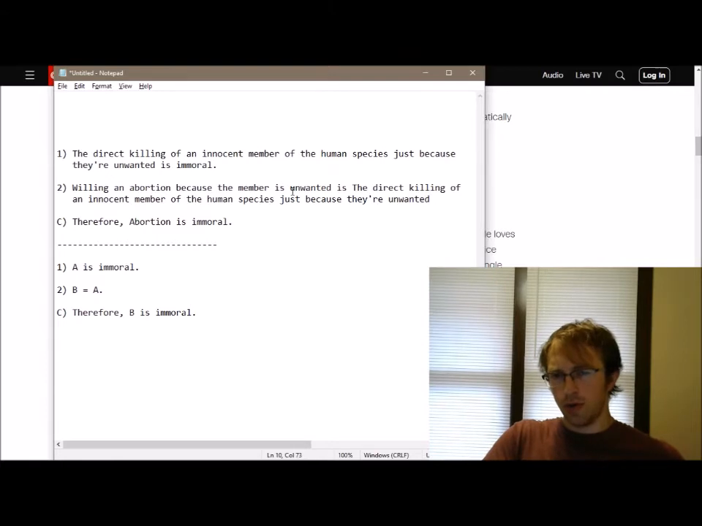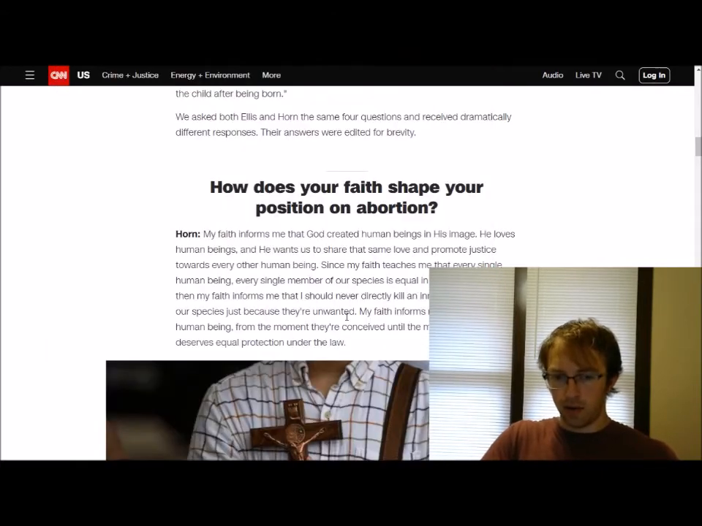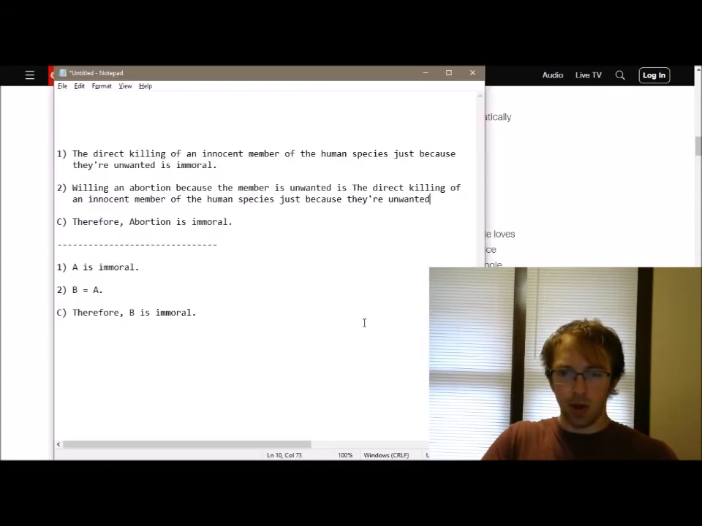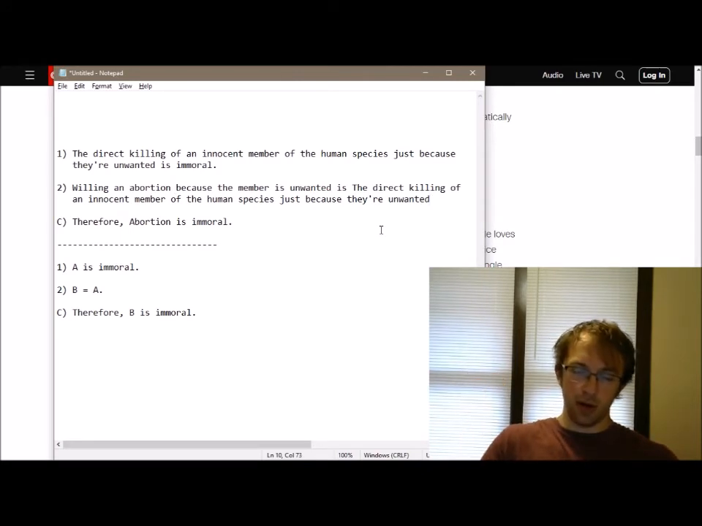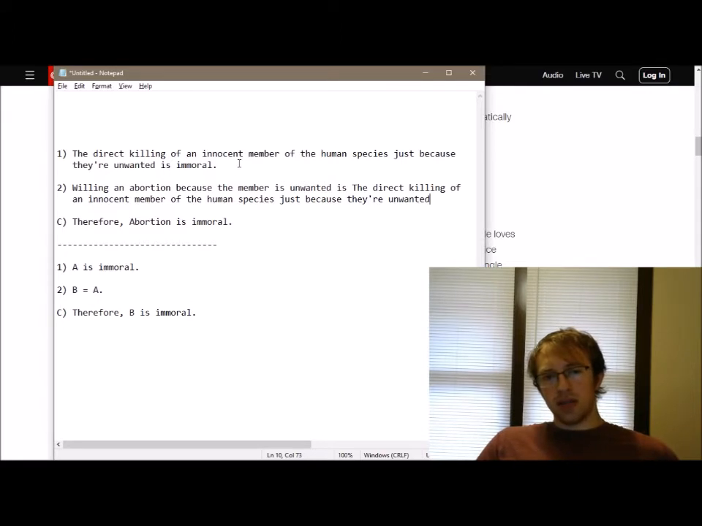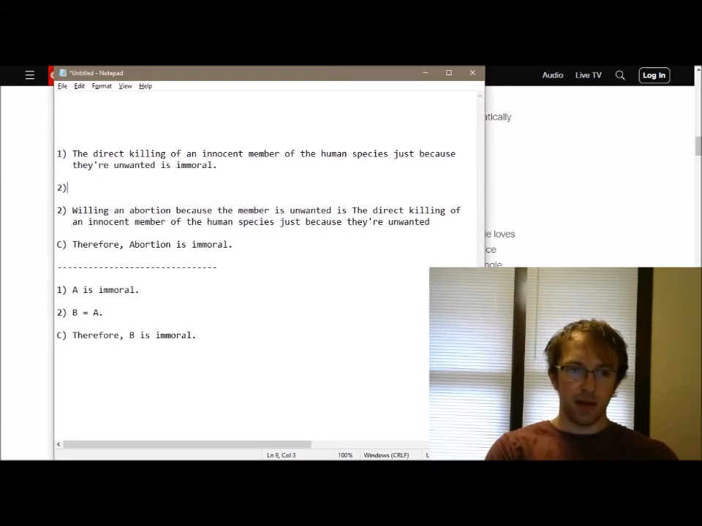So as he's arguing here, we want to show that from the moment of conception, something is an innocent member of the human species. So let's start with something that most people agree on. We might want to actually rewrite premise two. Let's put it off to the side a bit and just rewrite it.